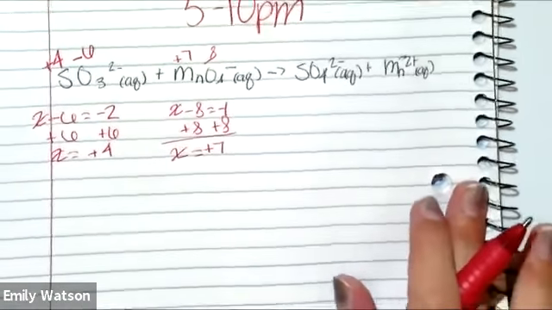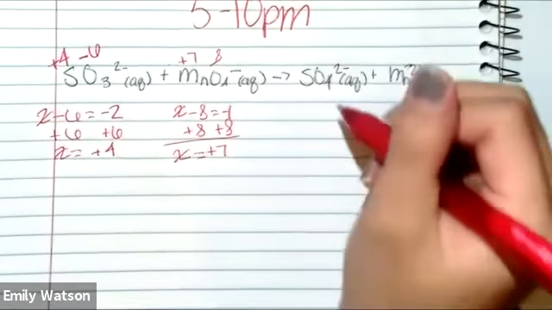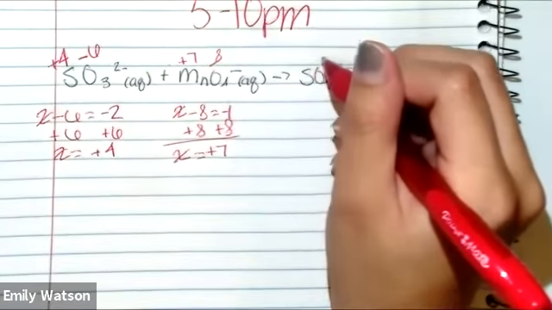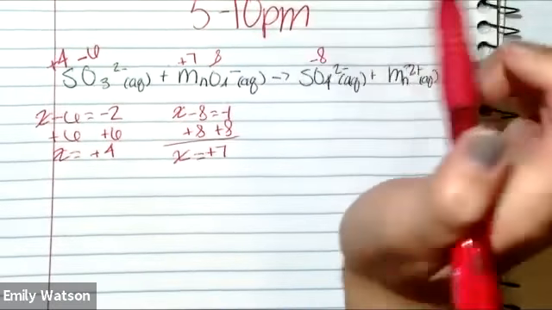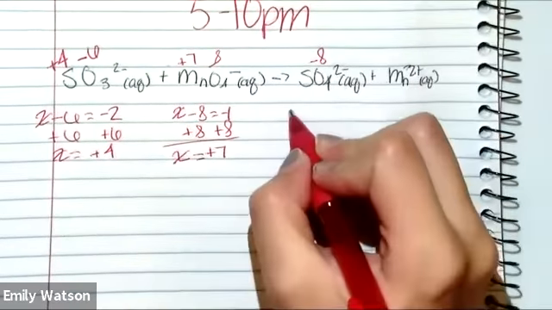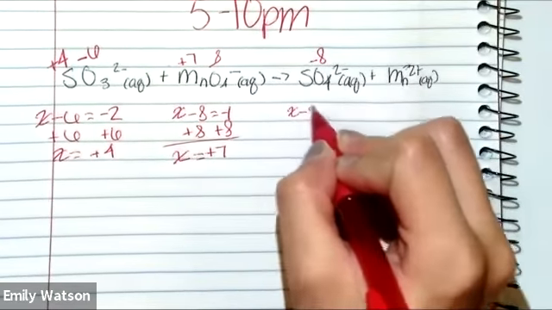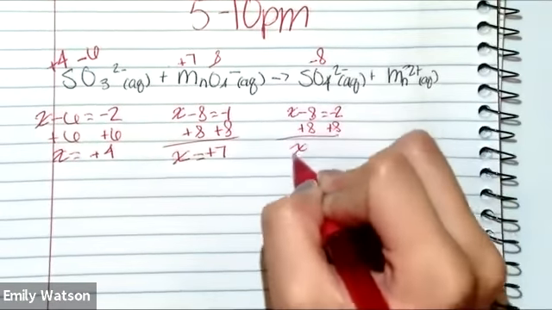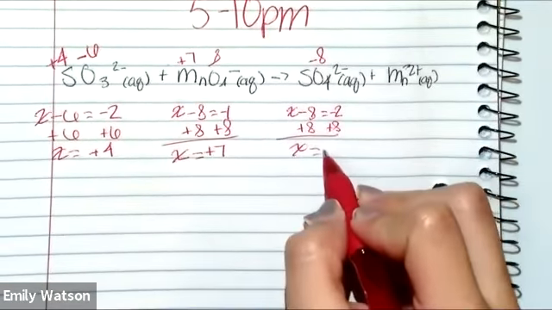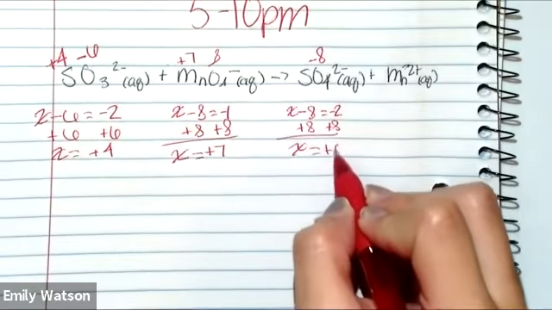Moving on to the sulfate. What's the overall for O4? -8. And here we have x minus 8 equals -2. We're going to add 8. And what's our x going to be? +6.